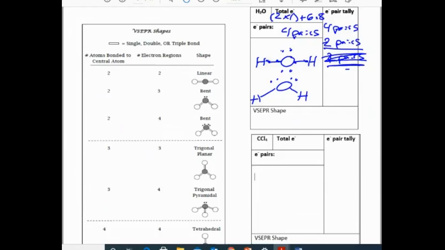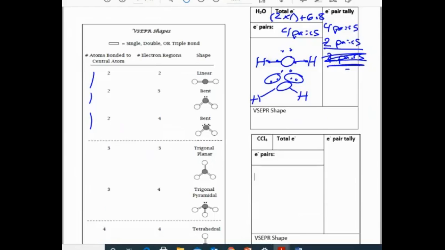So how do I know what shape it has? When I go over here, I look at atoms bonded to the center. How many atoms are on the center? Well, oxygen, and it has 2 hydrogens on it. So it has 2 atoms bonded to the center. So it's going to be one of those to find out what shape it's called. Then it says how many electron regions are around the center atom. Still, it's always on the center atom. So I have this one around it, and this one around it. So it has 2.